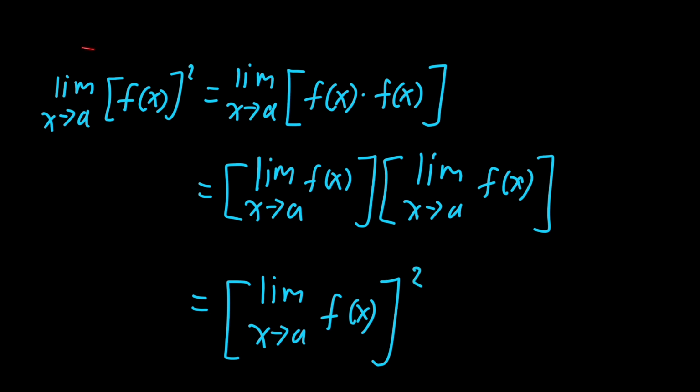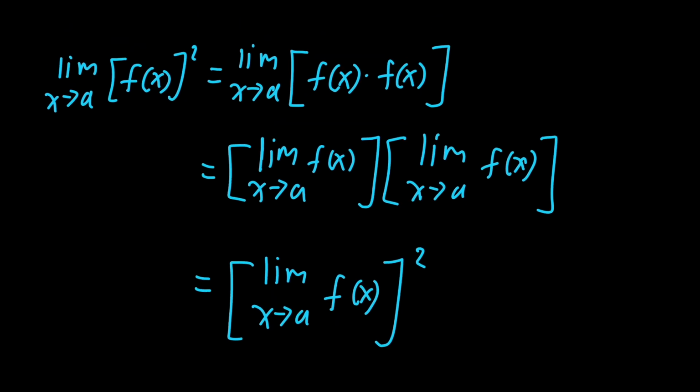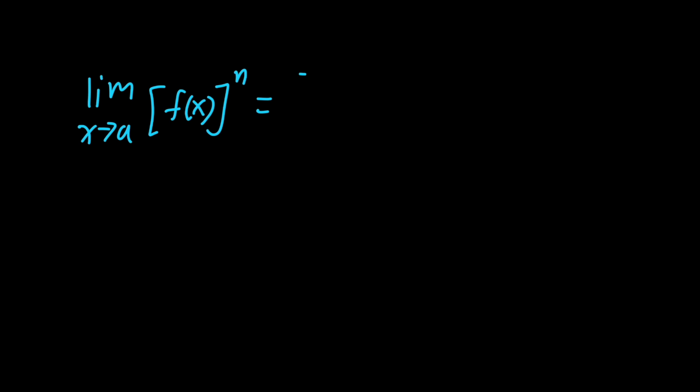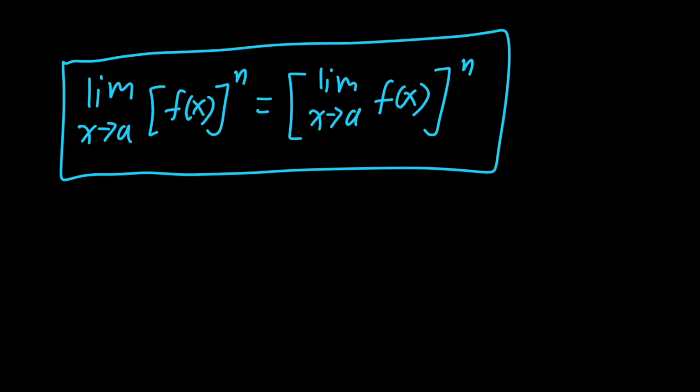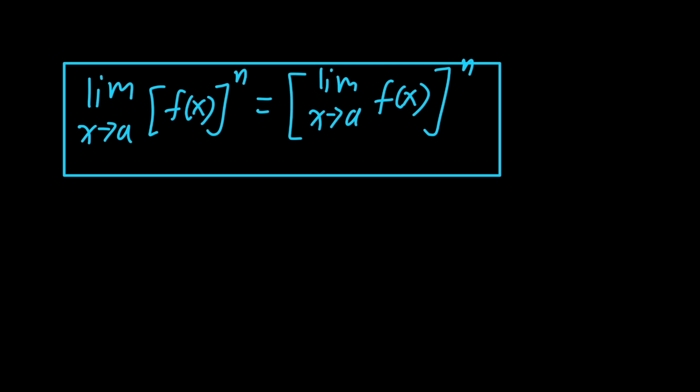So the general form to describe it is, instead of writing a specific number, we use a letter or a variable to represent any number. The limit as x approaches a of this function to the power of n, and this letter n can represent any number, equals the square bracket enclosing all the elements, and then put this power here. This is pretty important.